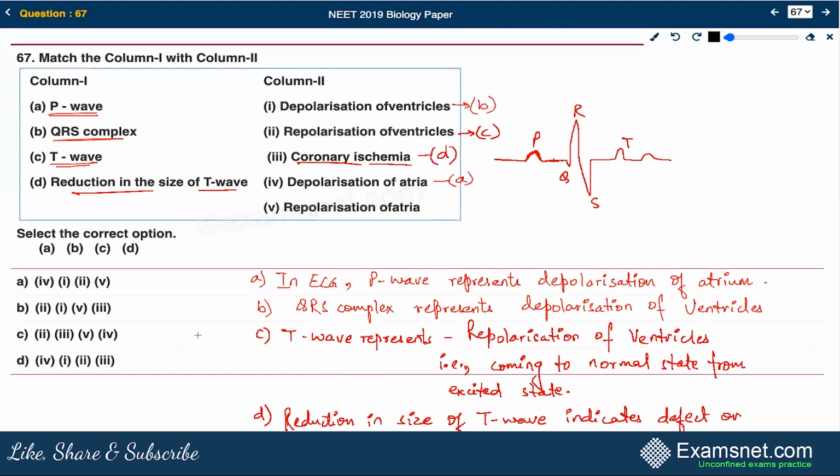Clear? Now let us take a look at the further options. So A is going to match up with the fourth option. So here and here. Then B is going to match up with the first. Then here, here, and here. Then C is going to match up with the second option. And then D is going to match up with the third option.